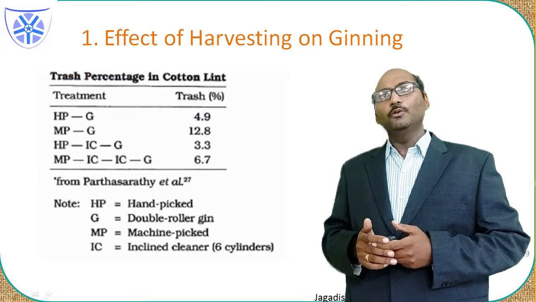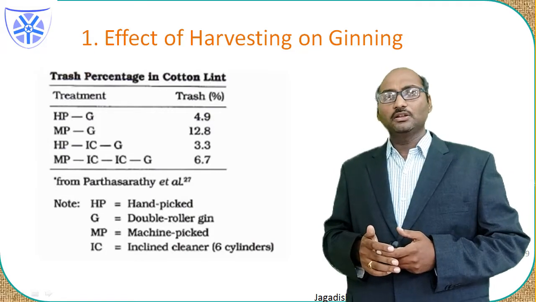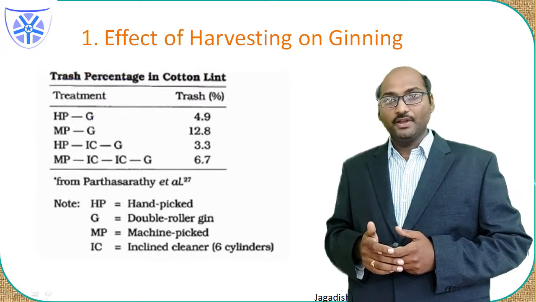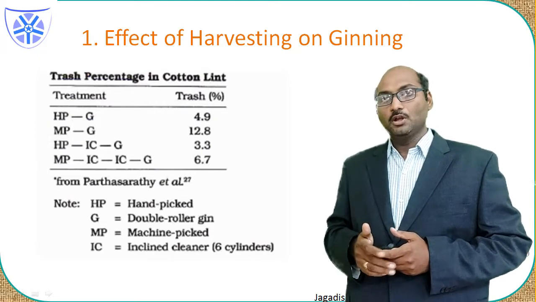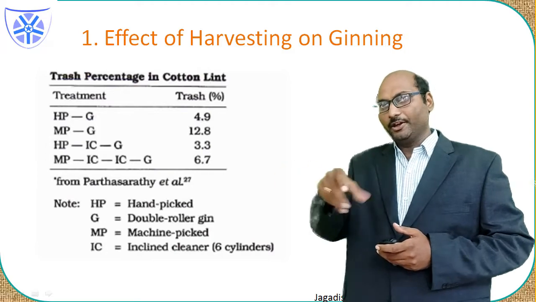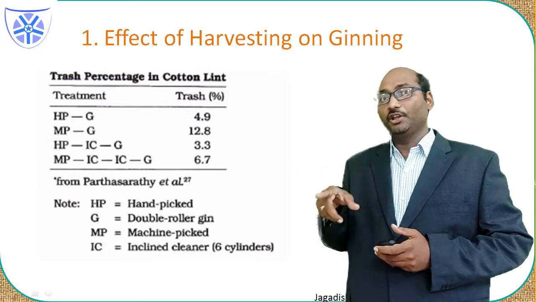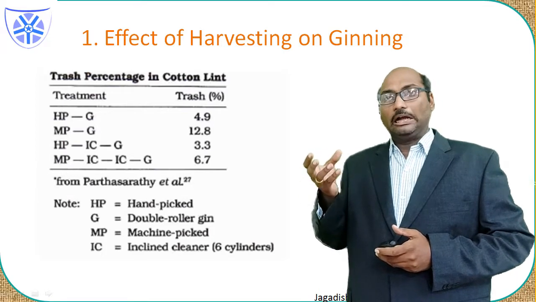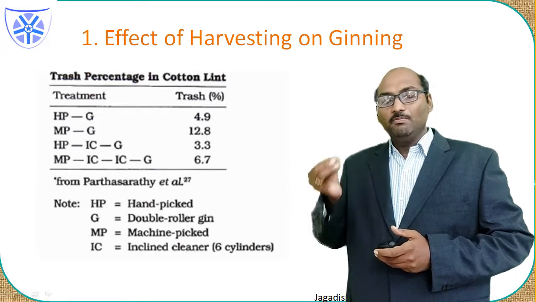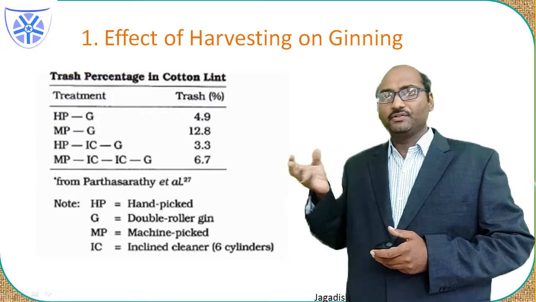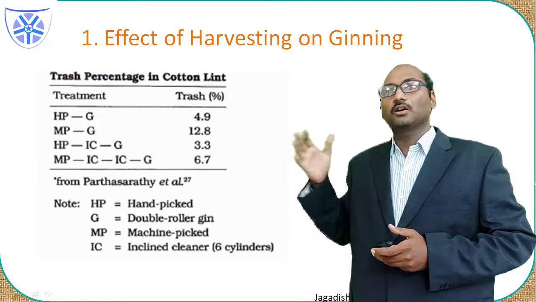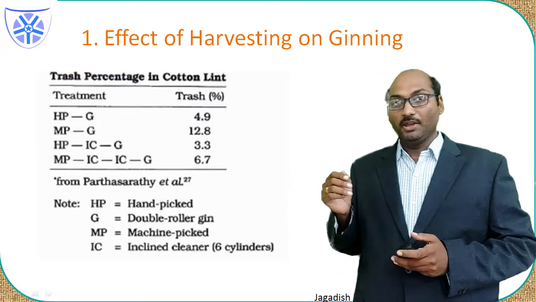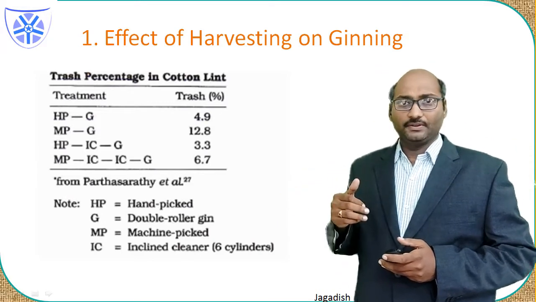But in general we could say that hand picking produces much cleaner cotton compared with machine picking. Why? Because in the spindles, when they are rotating in the machine picker, the dried stalk of the cotton plant becomes small debris and is collected along with the cotton. Then the separation of these particles will be very difficult for us.